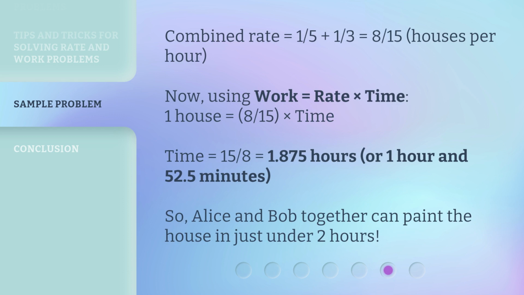Now, using work equals rate times time. 1 house equals 8/15 times time. Time equals 15/8 equals 1.875 hours, or 1 hour and 52.5 minutes. So, Alice and Bob together can paint the house in just under 2 hours.